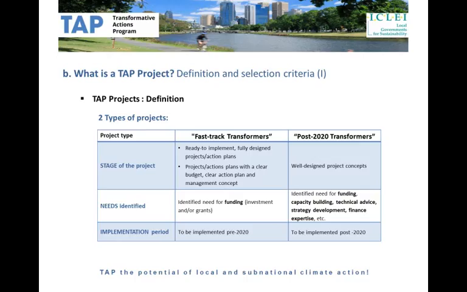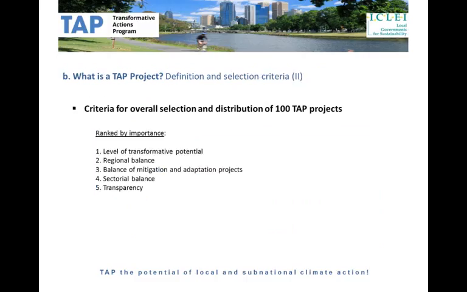I will now turn to the actual criteria for selecting the TAP projects. Regarding the general distribution of projects, we are looking at 5 criteria. First of all, the level of transformative potential, which I will define soon. Secondly, the regional balance. We are looking for a fair distribution of projects, you could say, between the north and the south. The third point is that we are looking for a balance of mitigation and adaptation projects.